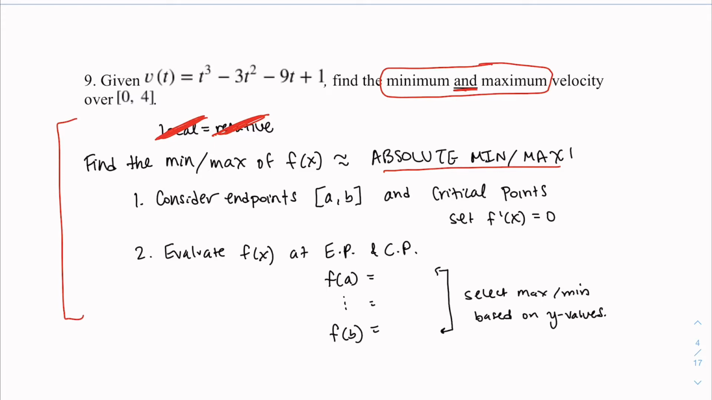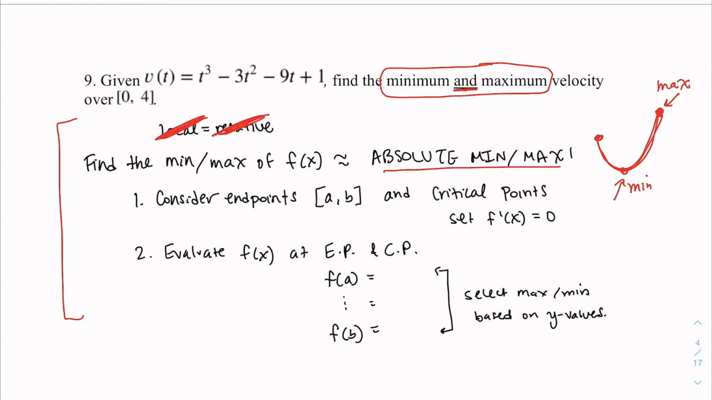So remember, for local or relative mins and max, we're looking for where f prime changes from negative to positive or the other way around. But if it doesn't say relative, you are not going to do it that way. You're looking for the absolute maximum, and we do that in 2 steps. So first, imagine any function. Your max can occur somewhere in the middle of the graph, right here.